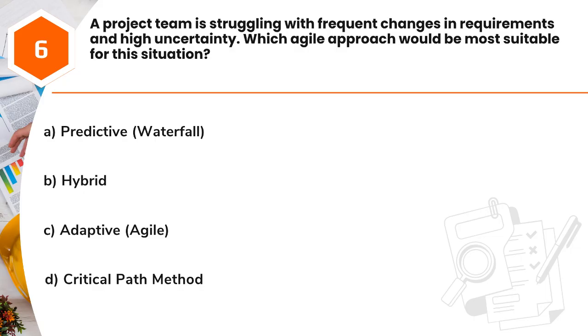Question 6. A project team is struggling with frequent changes in requirements and high uncertainty. Which Agile approach would be most suitable for this situation? A. Predictive, waterfall. B. Hybrid. C. Adaptive, Agile. D. Critical path method.